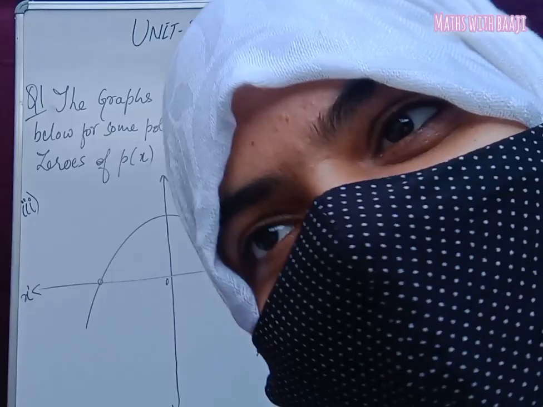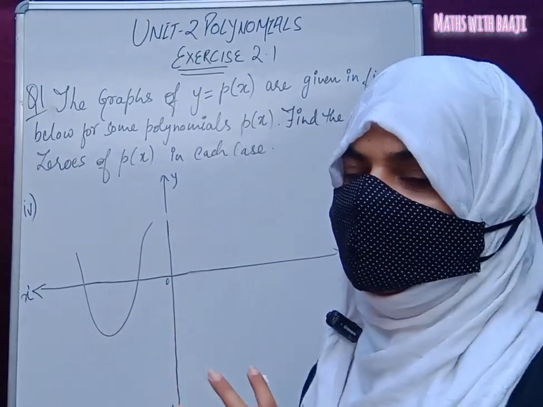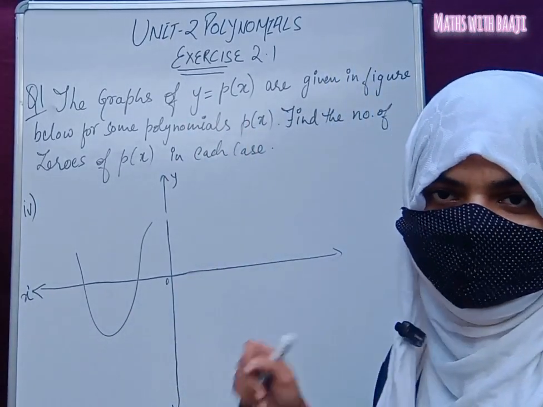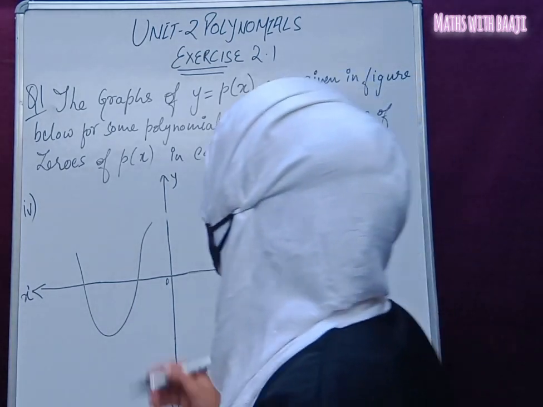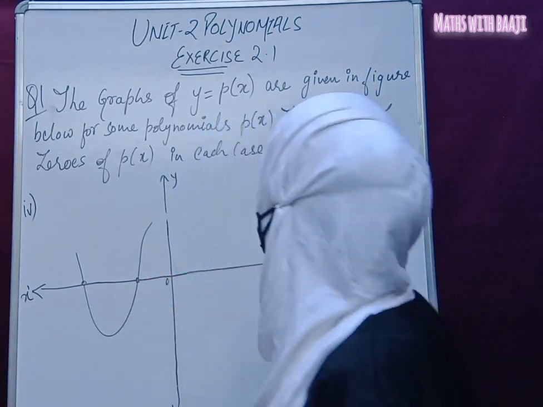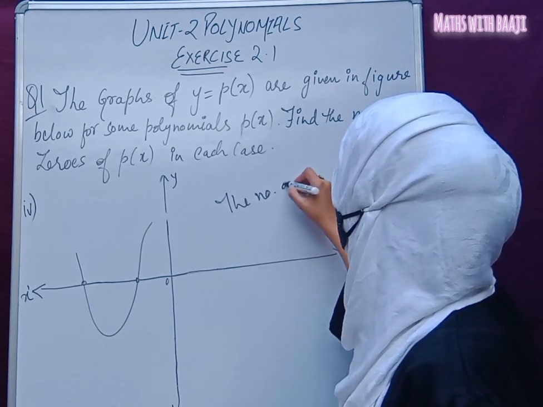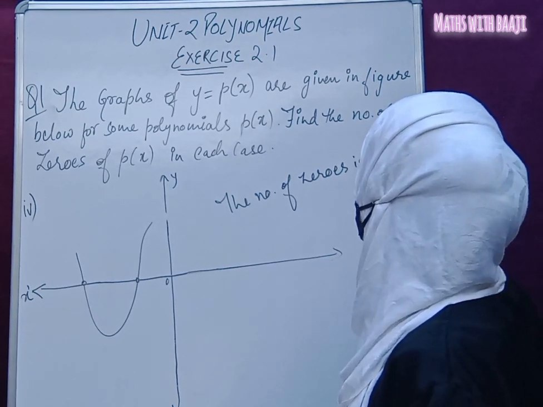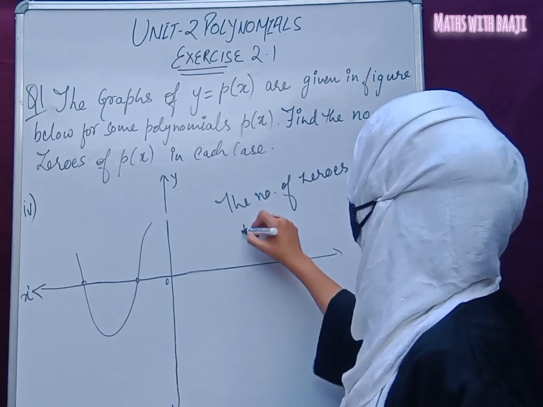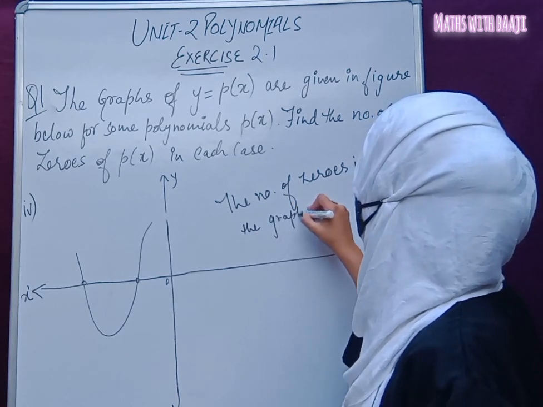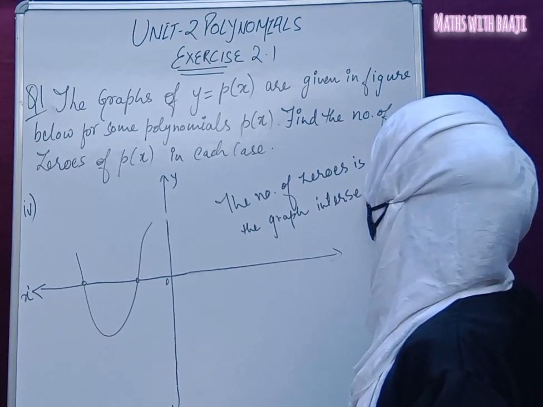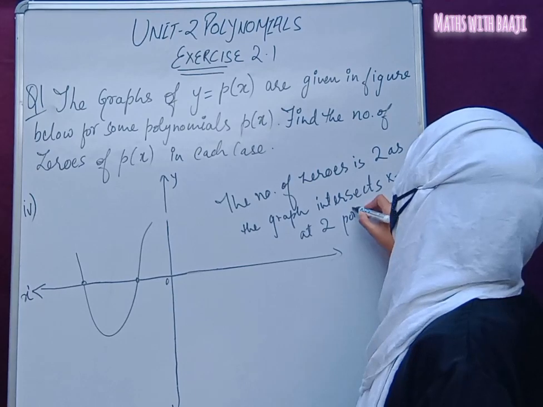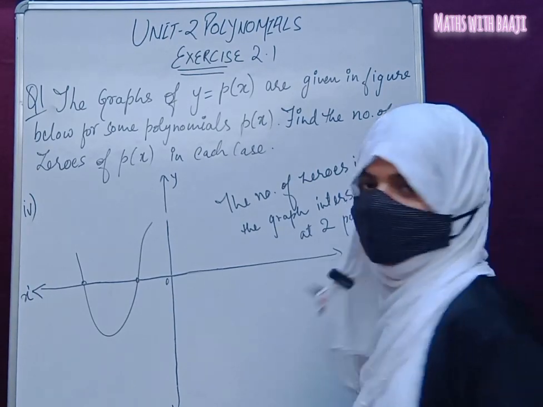Let's move to part 4. Let's look at our part 4. See, you can see sort of a V or U shape it has. So let's see how many times it is intersecting. Clearly 2 times it is intersecting. So 1, 2, you can write the number of zeros is 2 as the graph intersects the x-axis at 2 points only.